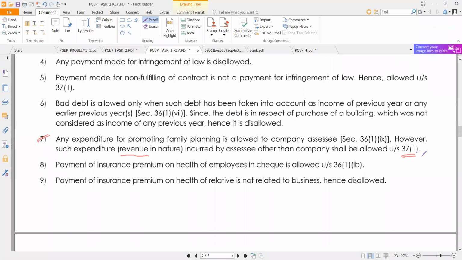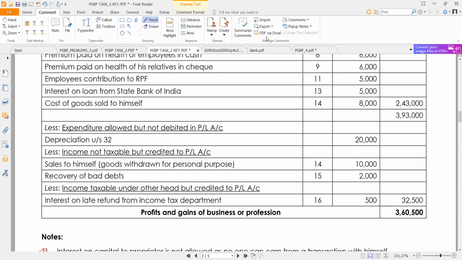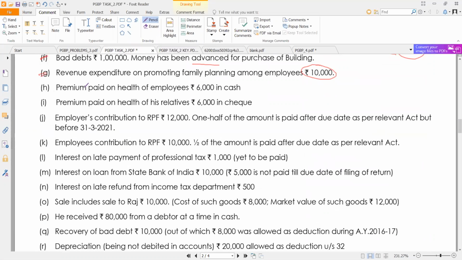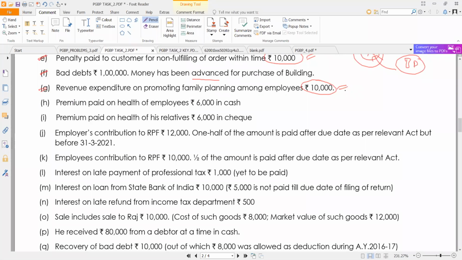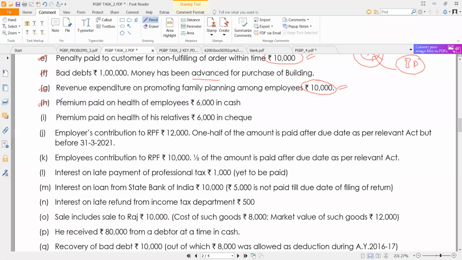The logic here in this point is they are giving it under 37. 36 wise, it is disallowed. General expenditure, since it is of revenue in nature, that too related to the business, because this is spent on the employees, it was given as deduction. That's debatable. I would say for application of 36, definitely it is not deductible for individuals. So I would suggest this has to be disallowed. 37(1) logically is okay, but again it can be argued how is it related to the business directly? Promotion of family planning among employees, how can it be called as related to business? I don't know. So better to add it back. So this has to be disallowed. I would certainly say add 10,000 here also, so that the answer will be different. Then premium paid on the health of the employees.